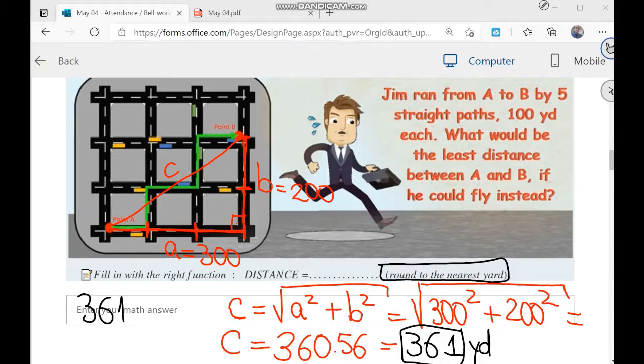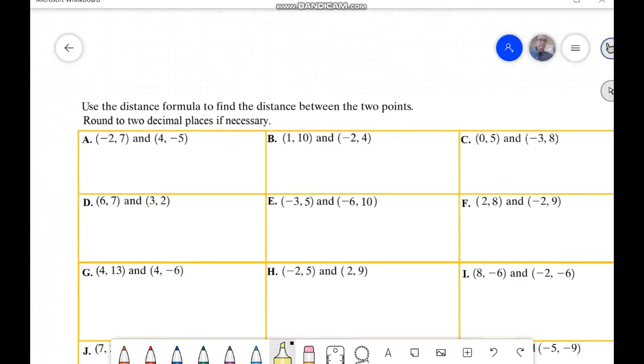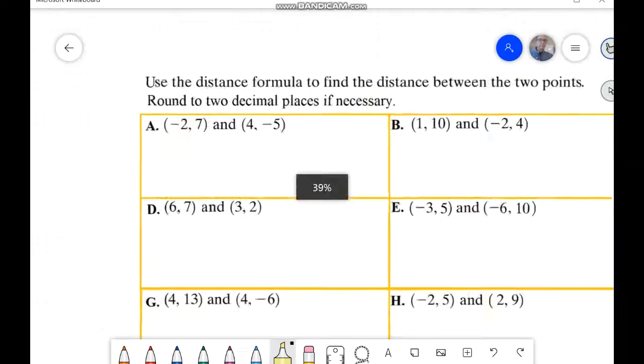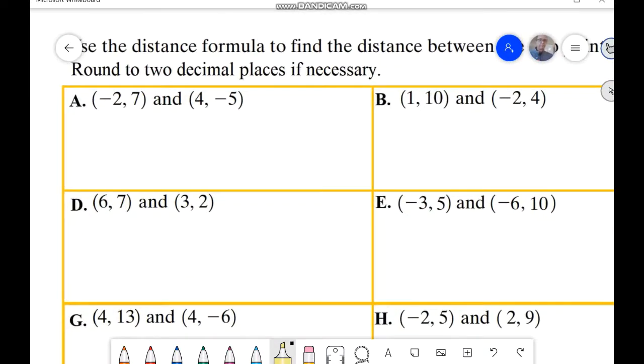Now let's work on the quiz. Okay? Use the distance formula to find the distance between the 2 points. Round to 2 decimal places if necessary. Let me show letter A. Letter A is going to be the same thing. You're going to work on all the questions.